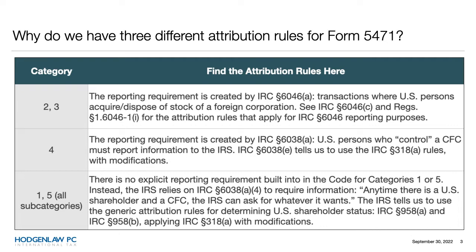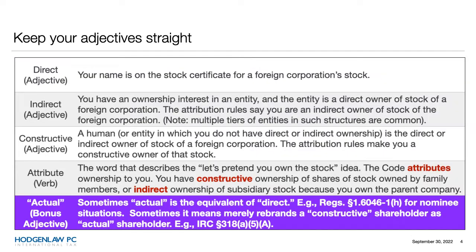So there are 3 different ways that you have to look at the attribution rules. They are not identical. There's sometimes when you do have attribution of ownership from a non-resident alien family member. There are other instances where you do not, so you have to be careful. So the point here is to keep in mind that there are different attribution rules, and just because you know something off the top of your head doesn't mean you really know it. So read the regulations and read the instructions to Form 5471.